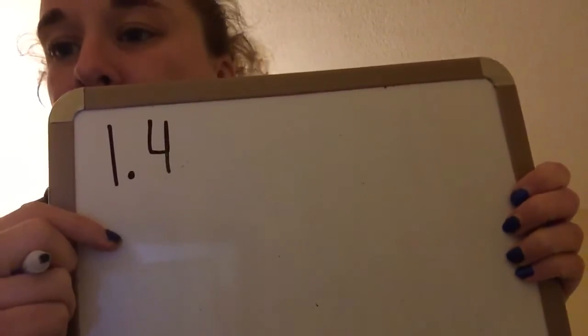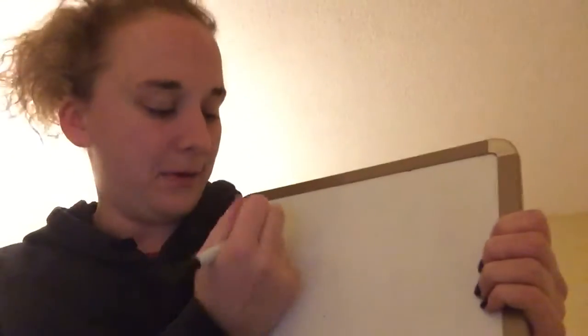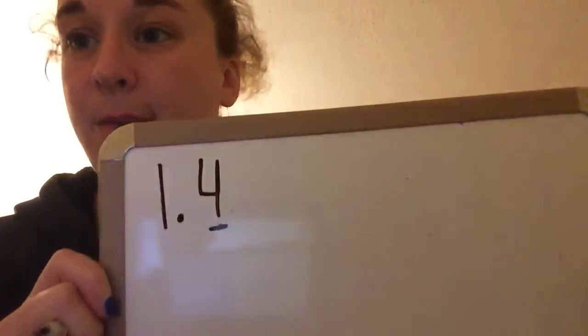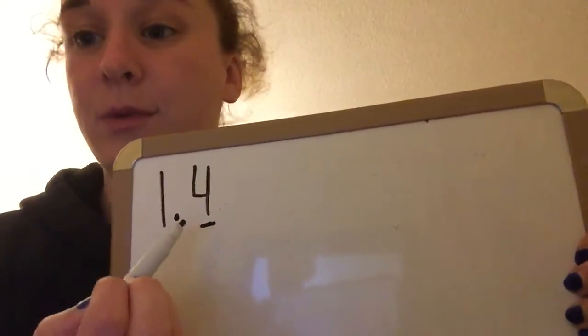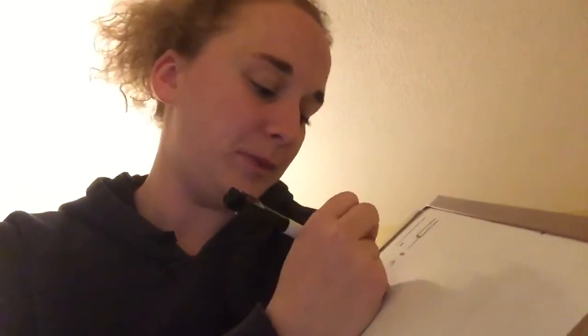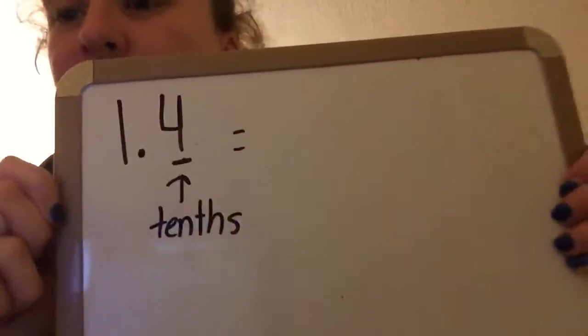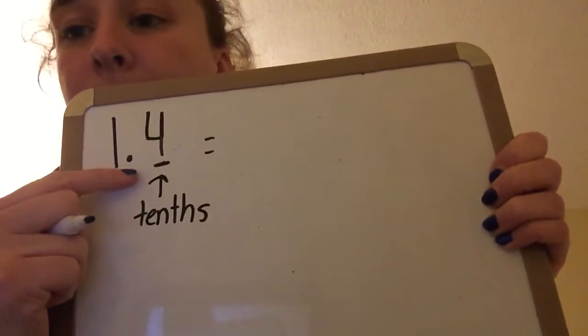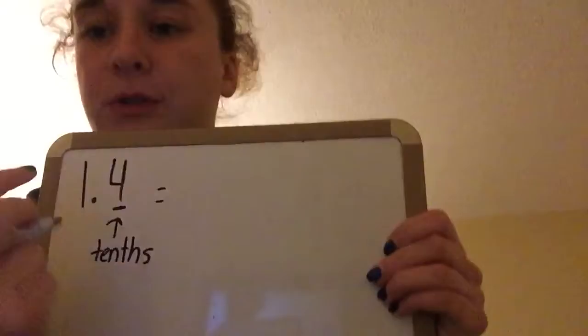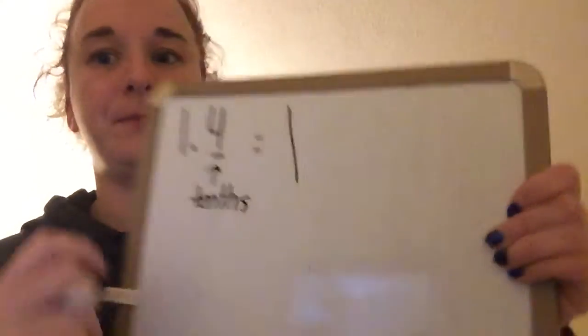So, to start off, I am going to start with a problem that looks like this, okay? So I have 1 and 4. Now remember, when we read decimals, we read the last place value that we see. So the last place value that we see is the tenths place, okay? So when I write this as a fraction, my whole number is going to be the number before the decimal. So in that case, it's going to be 1.